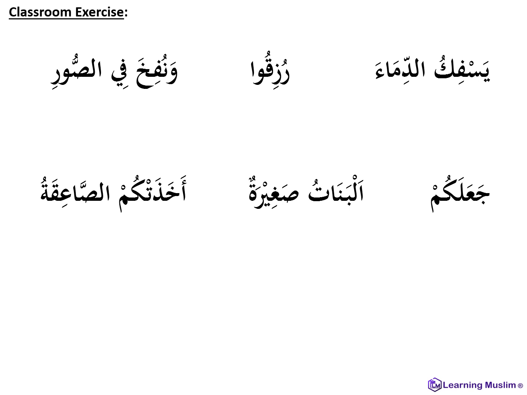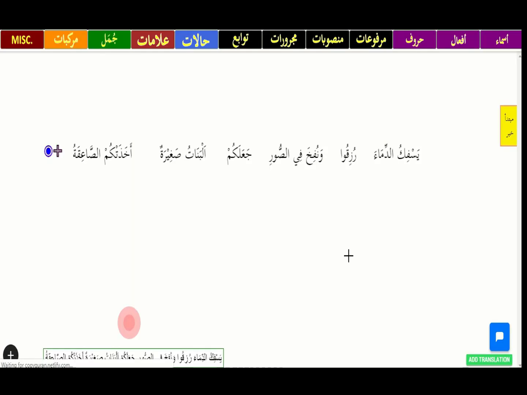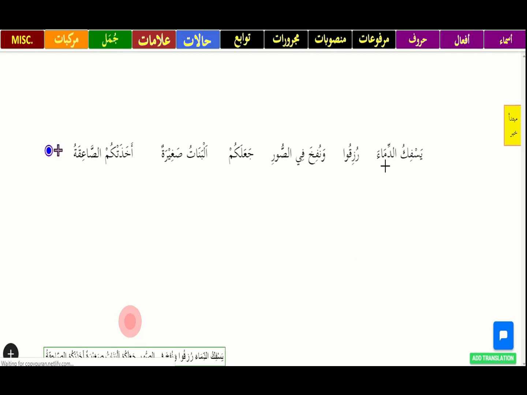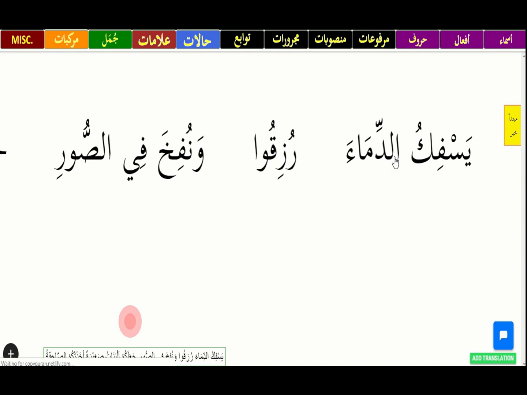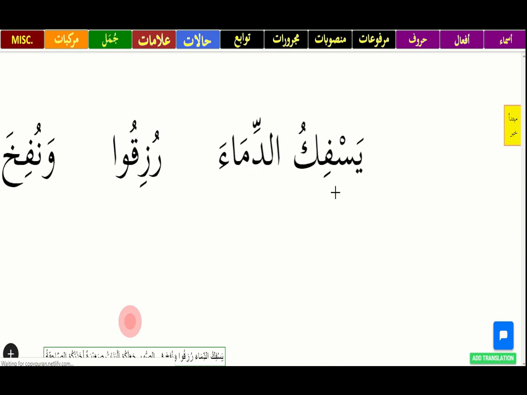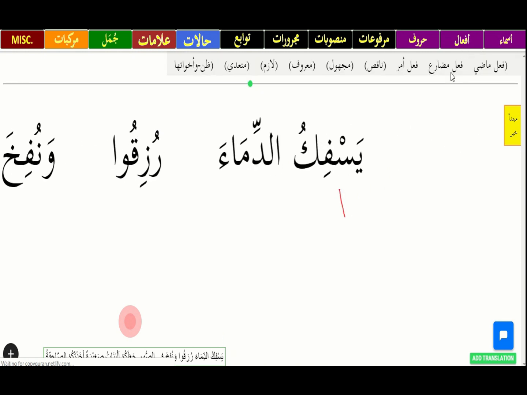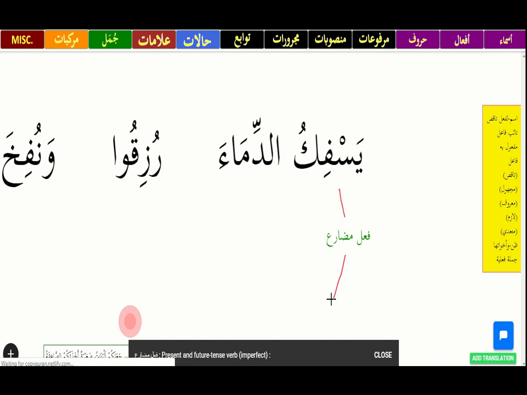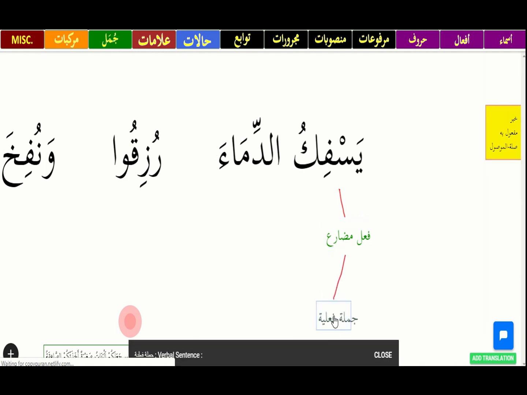So here are some exercises we can do to put into practice what we have just learned. I've copied over the verses into our i'rab tool, and we're going to analyze each one of them individually. So the first one, yasfiku dima. Yasfiku is going to be a verb, fi'al mudari, and that is going to be a verbal sentence beginning over there, jumla fi'aliya. So the next word over here is a noun.